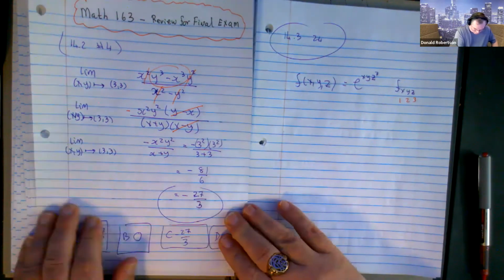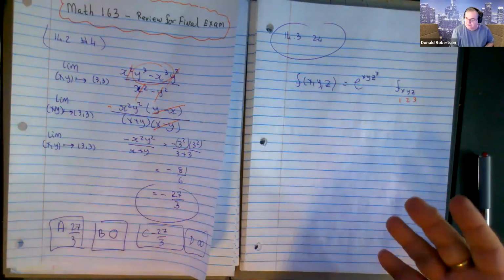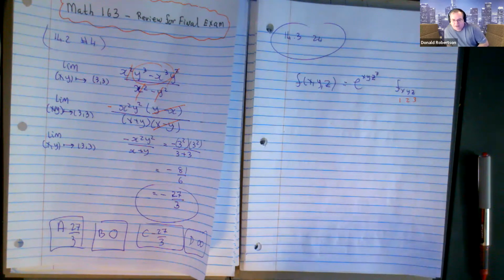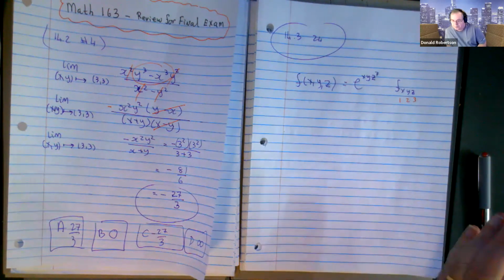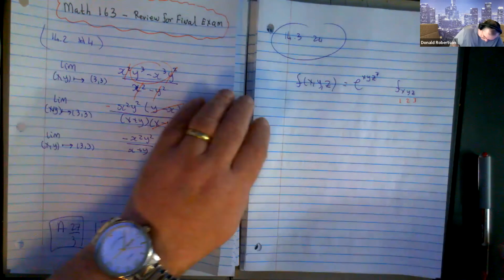According to Clairaut, couldn't I do that in any order I wanted? I could do the z first, then the y and the x. As I look at this, I don't think there's any advantage. I think every permutation is equally ugly, and so I might as well just do it in the order they say.